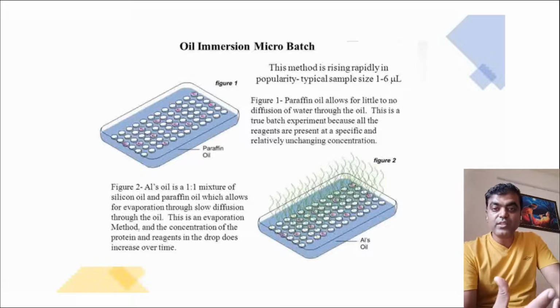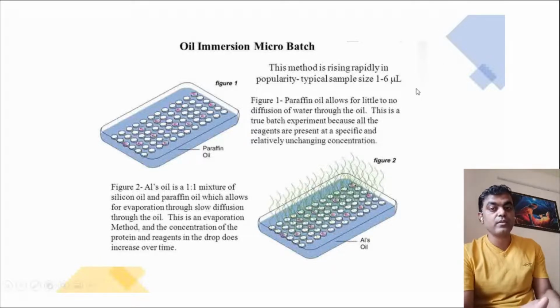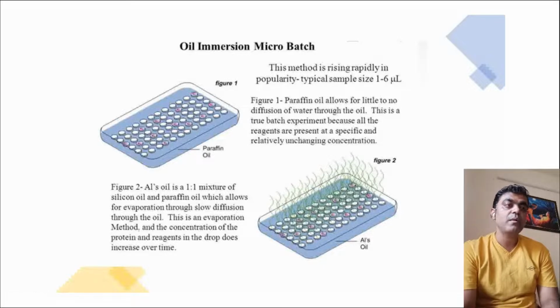See, crystallization is very uncertain. You don't know about the time frame, you don't know whether you have actually done it right, so it is like shooting in the dark. So if you have more and more wells where you are trying, the chances of getting crystallization will increase, and that is why over a period of time this method has become very, very popular. Your typical sample size will again be small, 1 to 6 microliter, but it doesn't matter.